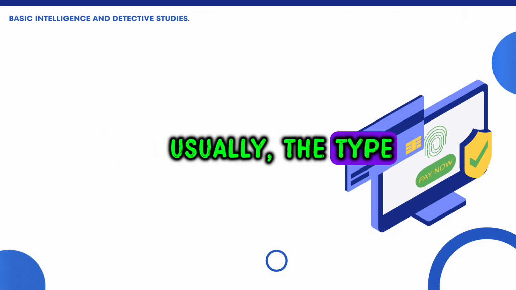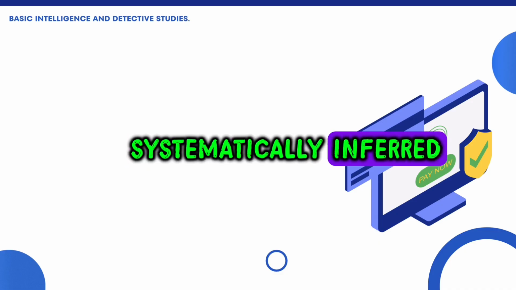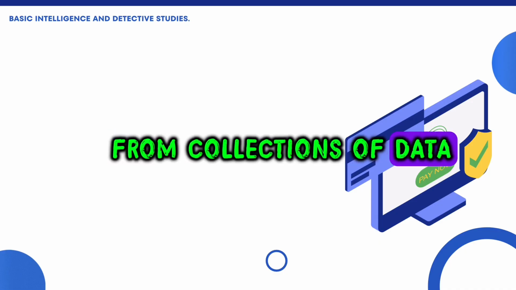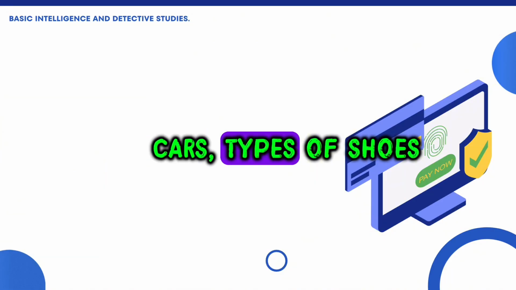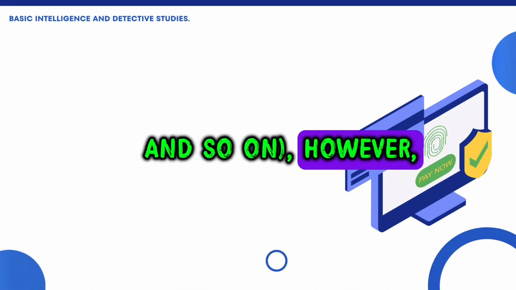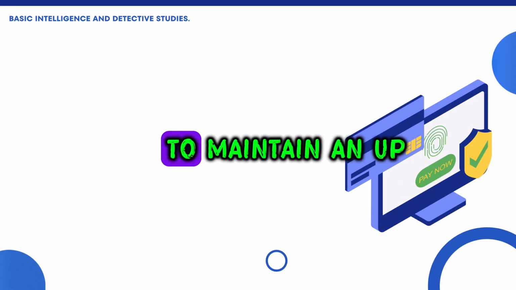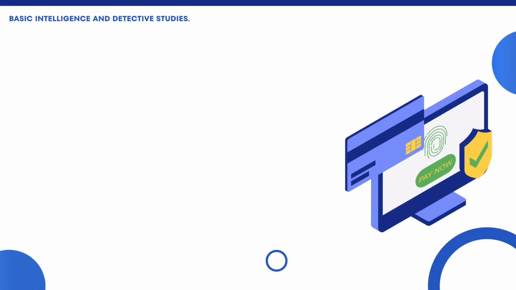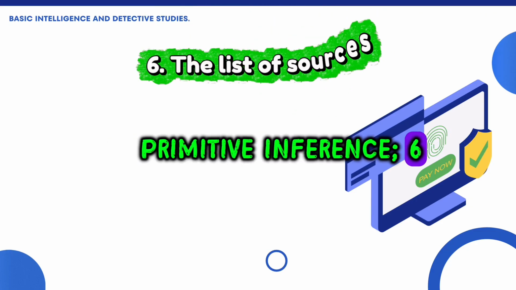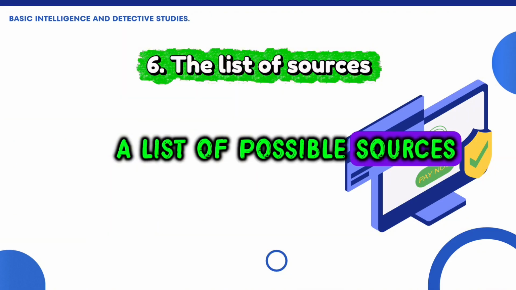Usually, the type of source can be systematically inferred from collections of data, such as, for guns, makes and models of cars, types of shoes, and so on. However, it has been shown that it is difficult to maintain up-to-date knowledge of these different types of physical objects. Primitive inference 6, a list of possible sources.